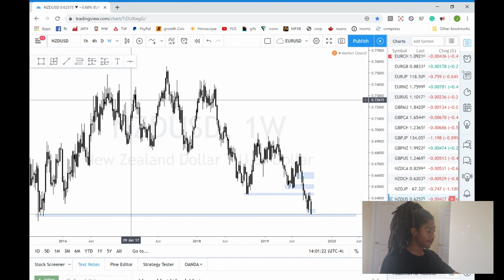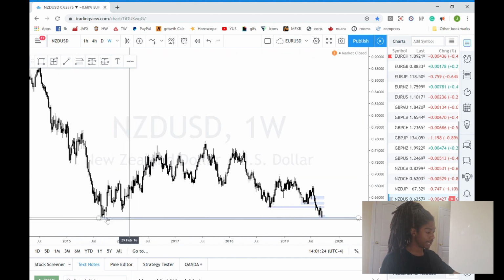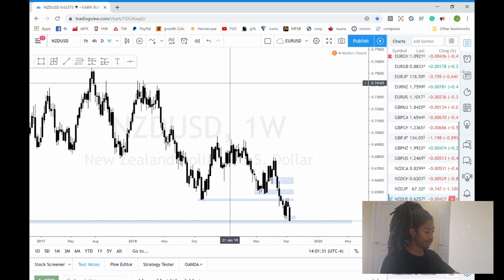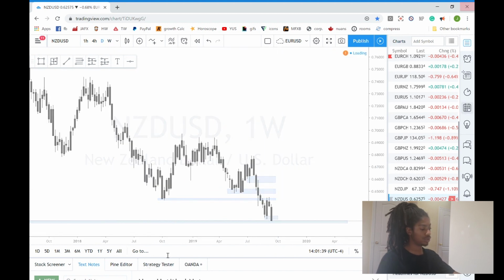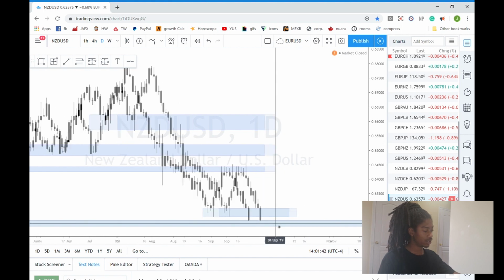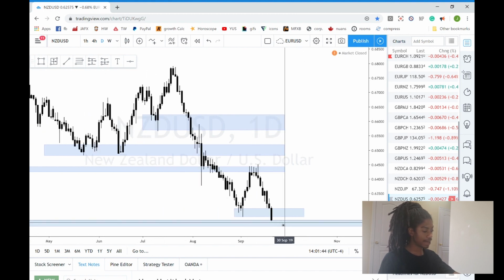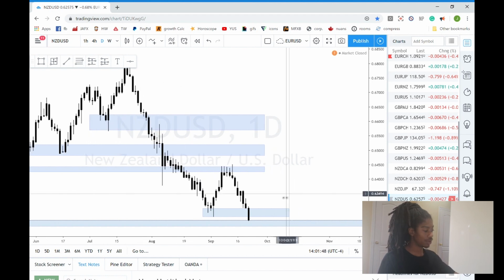So from the weekly time frame, we can see that price is currently approaching this very strong monthly support area, right? And the previous market structure is making new lows. So we're just waiting for price to hit this and see what it'll do. Going from the daily time frame, I can see that price has just hit it, like on Friday's candle.